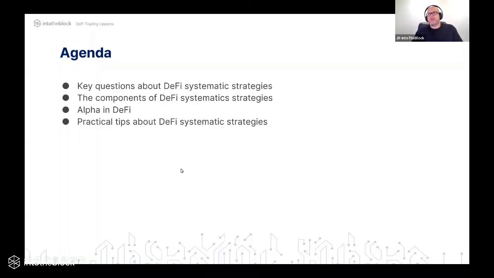The agenda is very simple, but we have a lot of content to cover. We want to start by demystifying some of the key questions about DeFi, like all these yields, where do they come from, and things like that. Then we want to talk about the components of a DeFi strategy. If you're thinking about building algorithmic DeFi strategies, what are the key components that should be part of it?